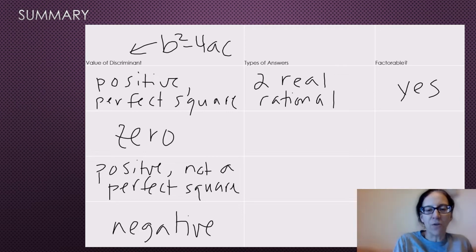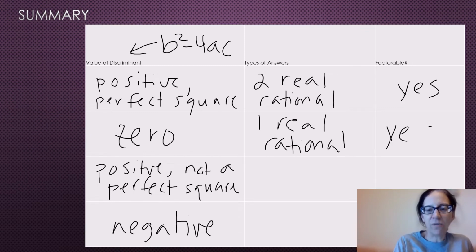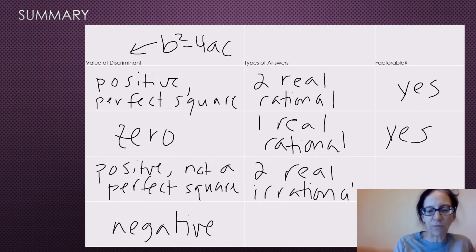If you get a 0, then you have one real rational answer, and that is also factorable. If you have a positive number but not a perfect square, what that means is that you're not going to be able to get rid of the square root. And so you will have two answers, same as for the other time it's positive. So positive results in two answers, and they will be real, but they will be irrational, meaning that you're going to have that square root stuck in there. And those are not factorable.